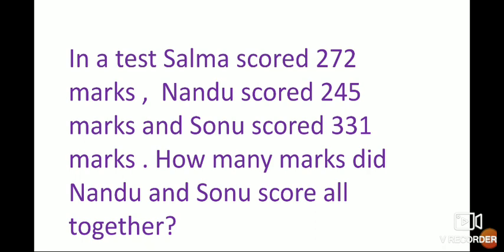In a test, Salma scored 272 marks, Nandu scored 245 marks and Sonu scored 331 marks. How many marks did Nandu and Sonu score altogether? Here, although they have given you information of three people, they are asking you only the total marks of two people, Nandu and Sonu. Okay, so this is also addition because they want total marks of Nandu and Sonu.